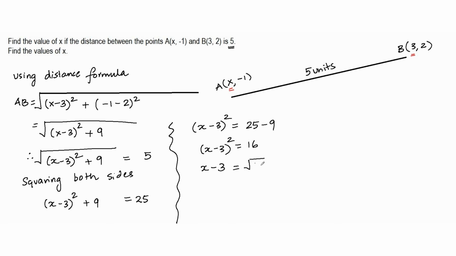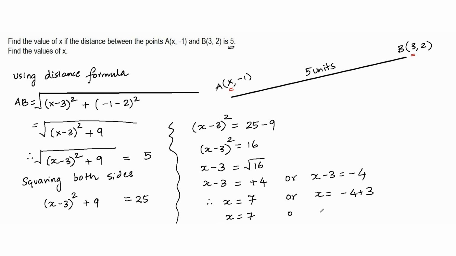So I get x minus 3 is square root of 16, which means x minus 3 is either positive 4 or x minus 3 is equal to negative 4. And therefore the value of x is either 7 or the value of x is minus 4 plus 3, and therefore x is either 7 or x is negative 1. These are the possible values of x for which the distance between the points A and B is going to be 5 units.